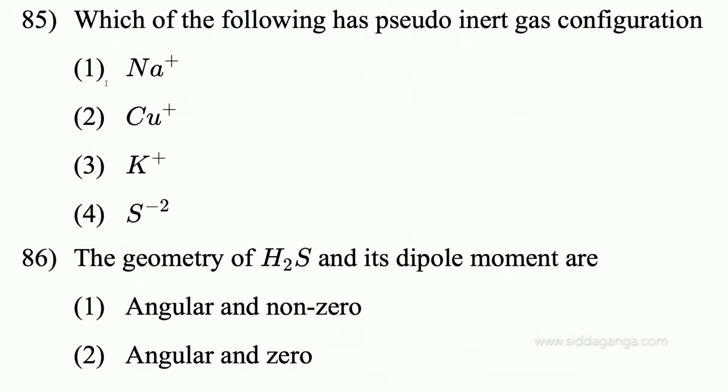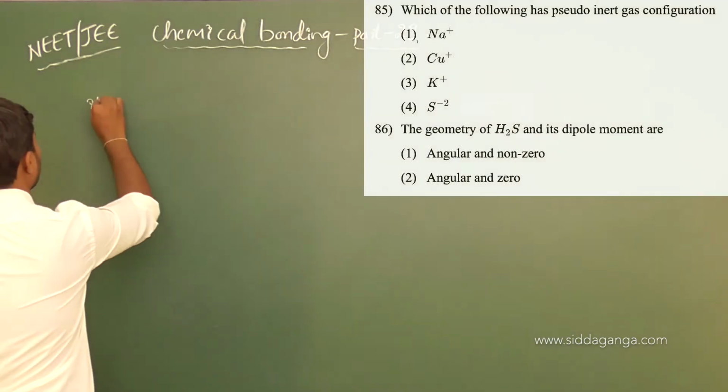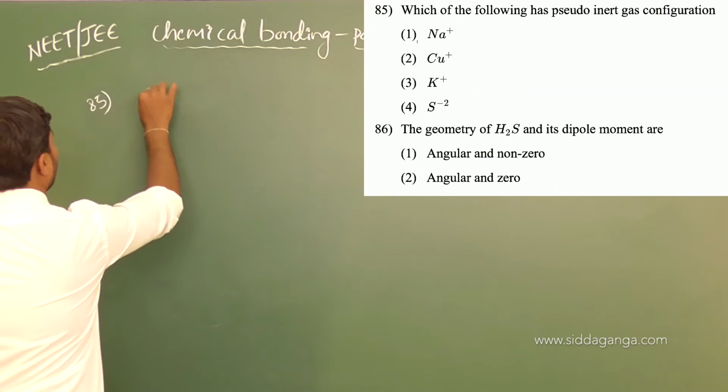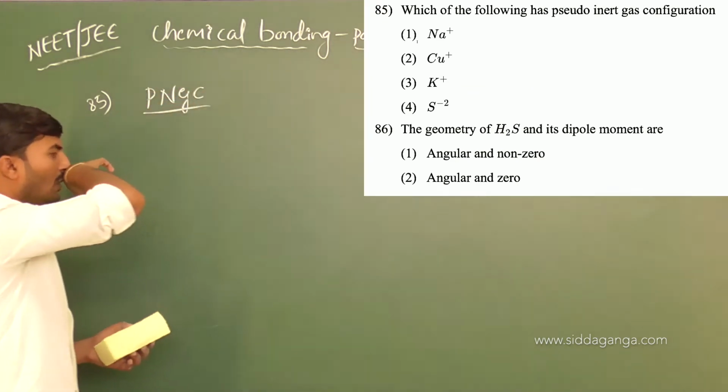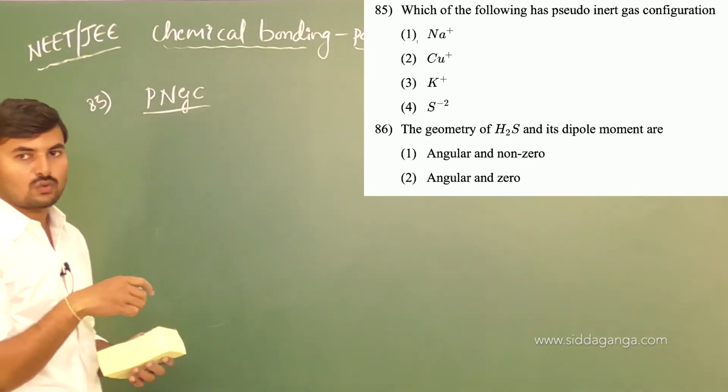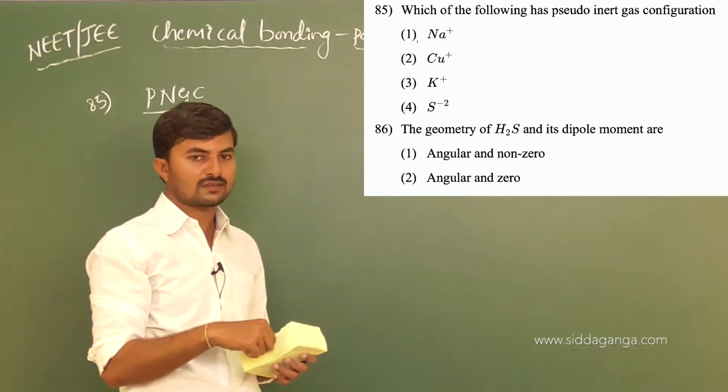Yes, the next question is like this: which one of the following has pseudo inert gas configuration? That means which one of the compounds has a PNGC, that means pseudo noble gas configuration or pseudo inert gas configuration, both are same.